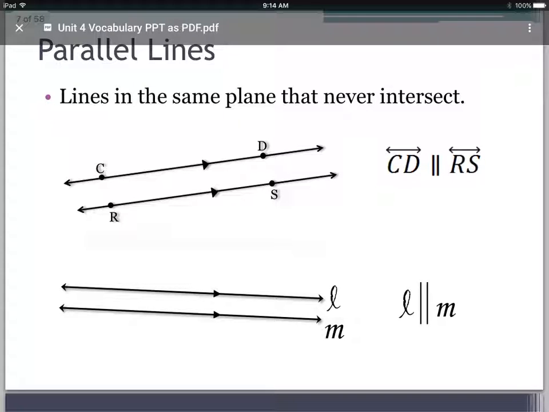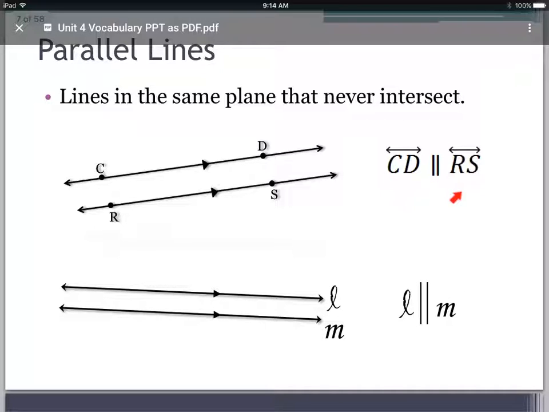We also have parallel lines. You might have heard of these before. Lines in the same plane, that's important by the way, that never intersect. If the lines are not in the same plane, we would call them skew. We'll get to that. But if they're in the same plane and they never intersect, they are called parallel lines. And there's a couple of symbols we have to note here. Notice we have line CD right here. Notice the arrows on the end. Line RS. And again, the arrows on the end. These two lines going up and down mean parallel.